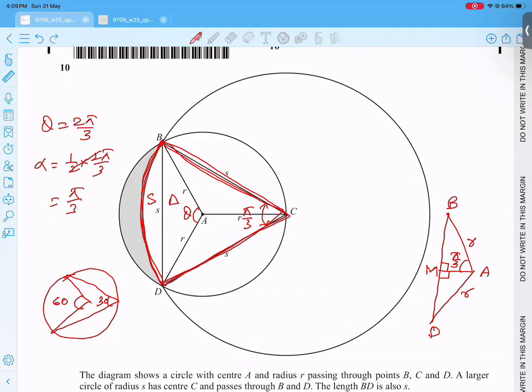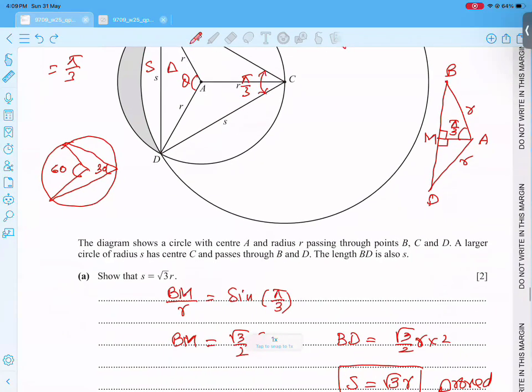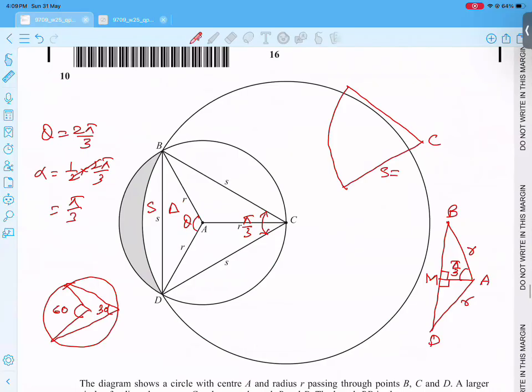So this diagram, I'm going to make it again. So let's try to do it. Segment. Okay, this is C, and this is S. S we have value available, root 3R, and this is pi by 3 we have already. Here B and here D. And this is called segment, which I'm looking for.